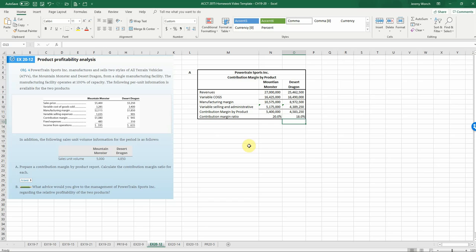So by looking at the contribution margin, the Mountain Monster actually has a higher contribution margin percentage, and so that means the more we sell of it, the faster our profit will grow. So really, if they could put more effort into selling the Mountain Monster, they would actually be more profitable overall.